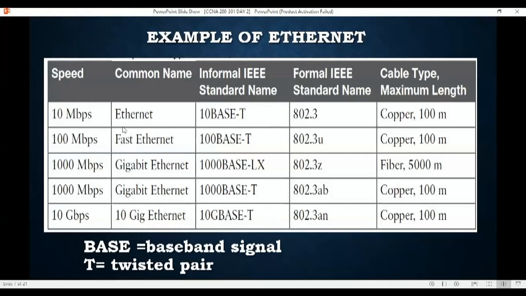The same way, we also have another copper cable. The speed is 100 megabits per second, and the common name of the cable is fast Ethernet. The name is 100 base T. The maximum length is also 100 meters. If you look again, we also have 10 gigabits. The common name is 10 gigabit Ethernet. The standard IEEE name is 10 gigabit base T, and the maximum length of the cable is 100 meters. Which means a copper cable can never exceed 100 meters.